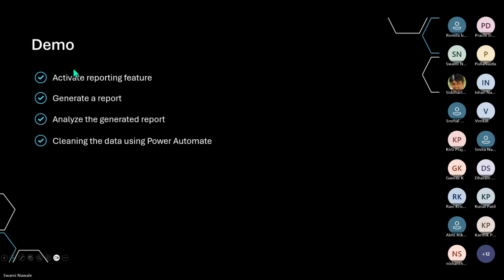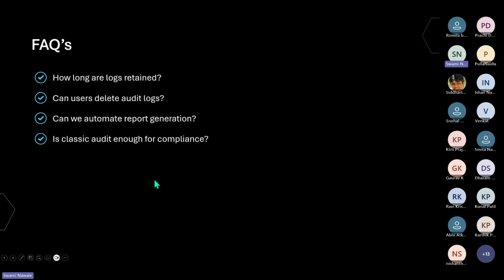Then we'll move to the demo now to see how to activate this feature, how to generate a report, what kind of data we get, and how we can clean that data properly using Power Automate. I will explain the last step because the data we get is in a proper format, but it is a kind of JSON format. So let's move to the demo.